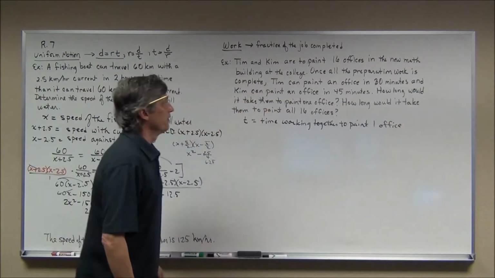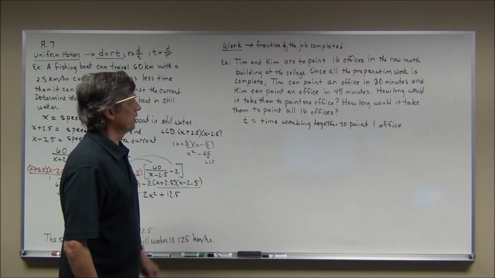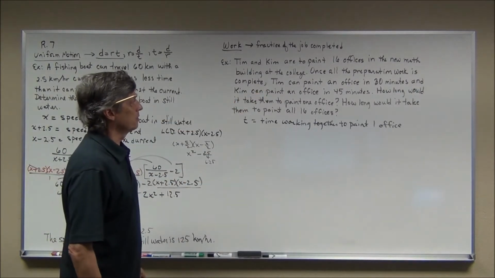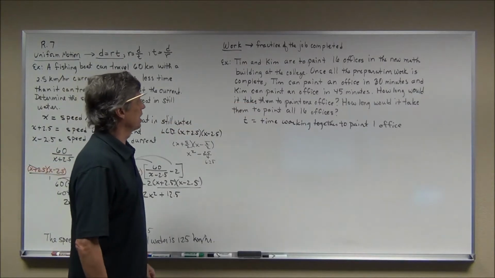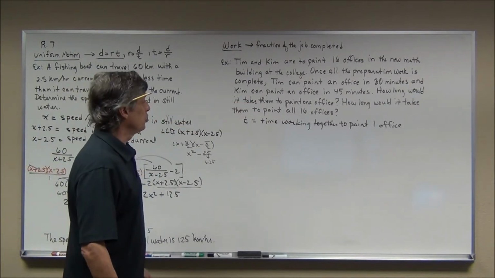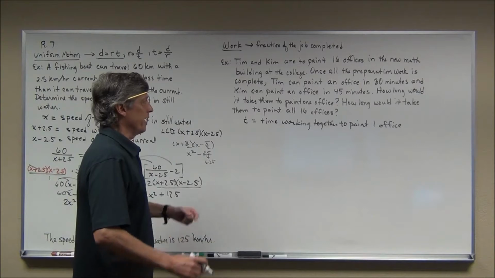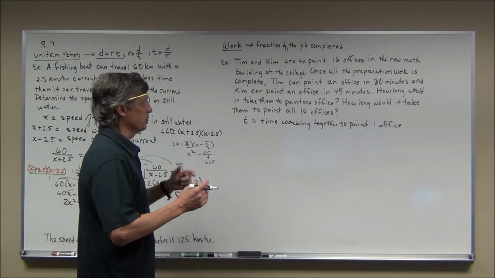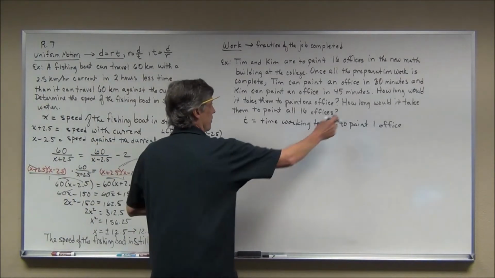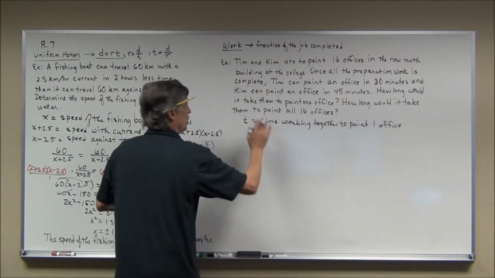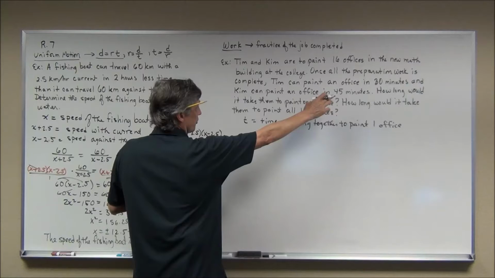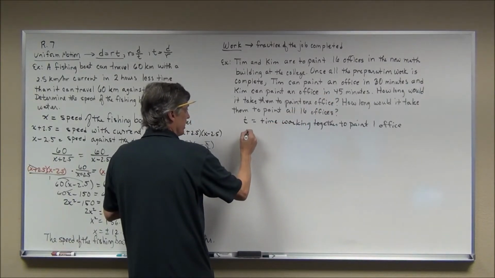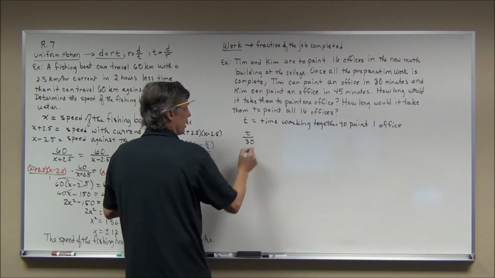Now, if they worked 10 minutes together, Tim would get 10/30ths of the job done, or 1/3 of the job done. Kim would get 10/45ths of the job done, which would be 2/9 of the job done. So we have to figure this out based on a fraction of the job, the time working together based on their individual times. So Tim, if he works for T minutes, and can get it done in 30 minutes by himself, is going to get T/30ths of the job done.